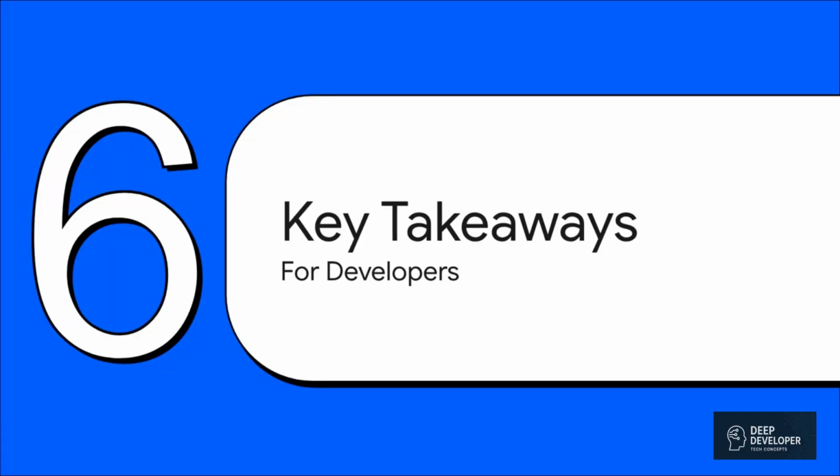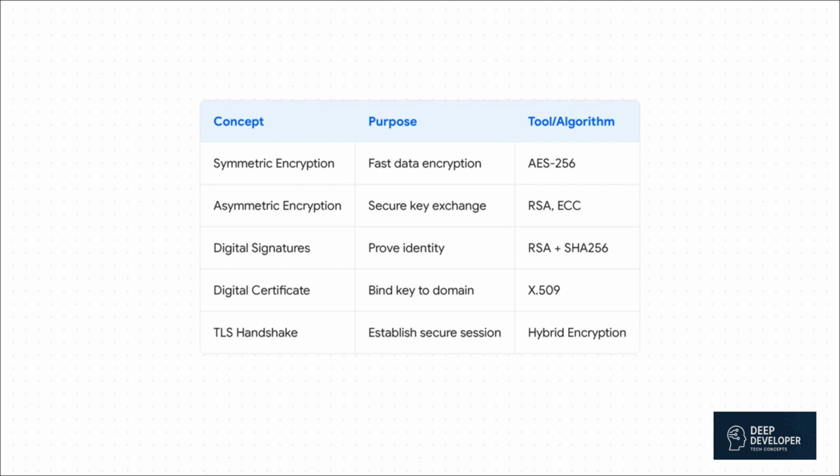Okay, so that's the theory. It's pretty cool stuff. But what does this actually mean for you as a developer in your day-to-day work? Let's boil this all down into a practical summary. So here's your high-level cheat sheet. When you need to encrypt a ton of data and do it fast, you're looking at symmetric algorithms like AES 256. When you need to securely exchange a key or prove your identity with a digital signature, that's a job for asymmetric algorithms like RSA. A digital certificate, that's what binds a key to a domain name. And the TLS handshake is that hybrid process that puts it all into action to set up a secure session.